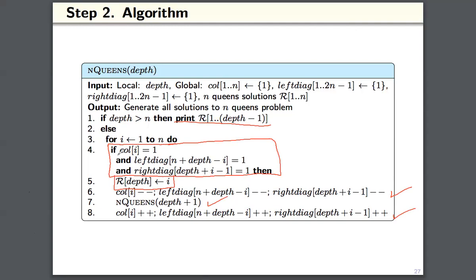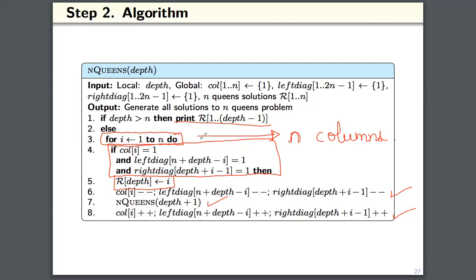So let's go one by one, step by step. Let's look at line 3: i equals 1 to n. Why do we have it? There are n columns, and we want to consider, for every row, all n columns. We will try to cover all columns for every row. Hence, we have i equals 1 to n. i means the column number: column number 1, column number 2, and so on up to column number n.